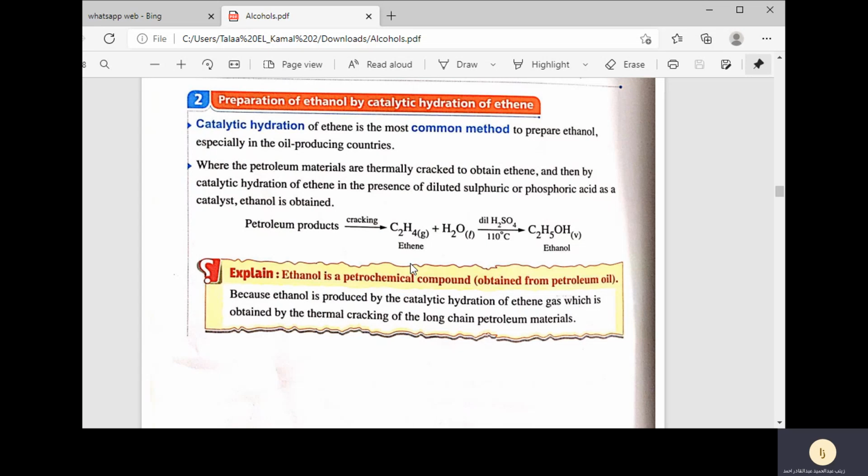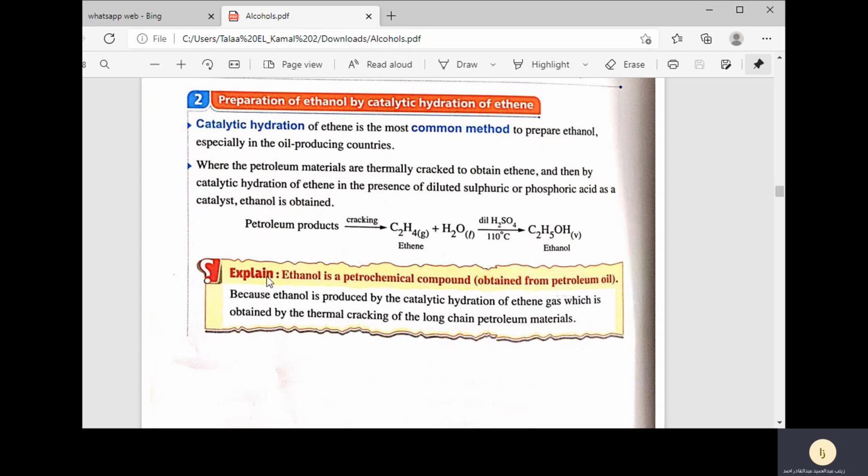The second method, preparation of ethanol by catalytic hydration of ethene. Catalytic hydration of ethene is the common method which is used to prepare ethanol, especially in high producing countries. يبقى الطريقه الاولى في البلاد اللي هي ريتش بالشوجر كين، الثانيه في البلاد اللي عندها بترول يعني. فقال لي ايه؟ Where petroleum materials are thermally cracked to change into ethene, then by catalytic hydration, the ethene in presence of dilute sulfuric acid, phosphoric acid catalysts, it will be produced.